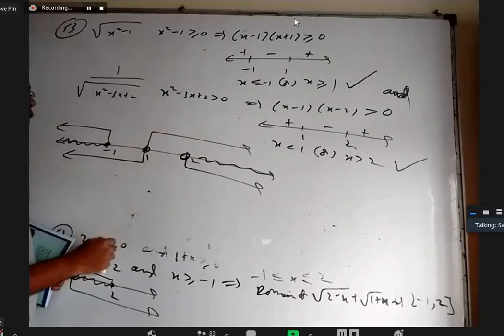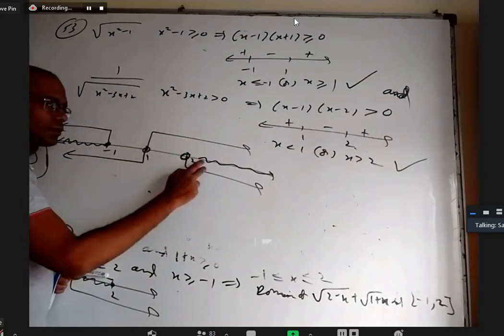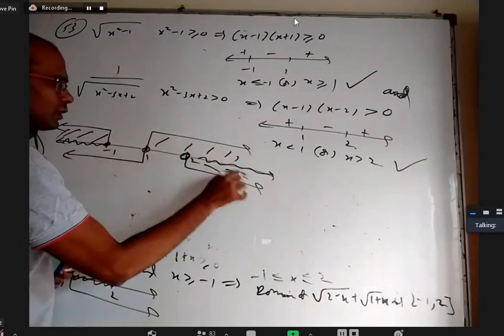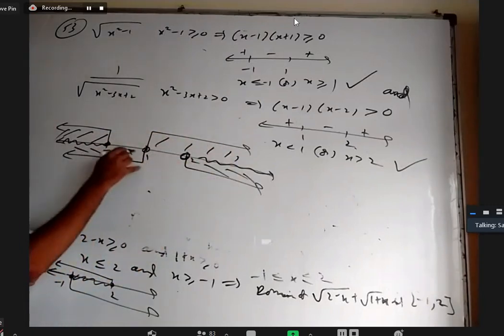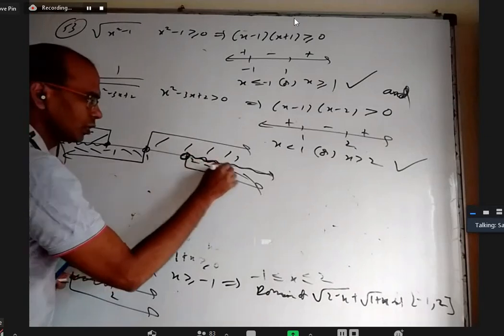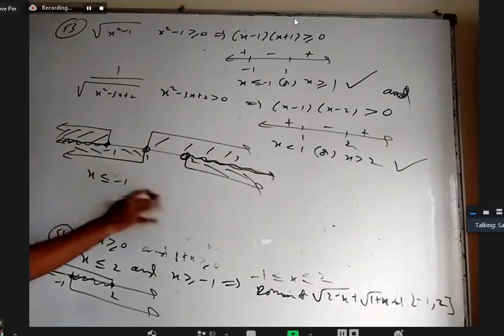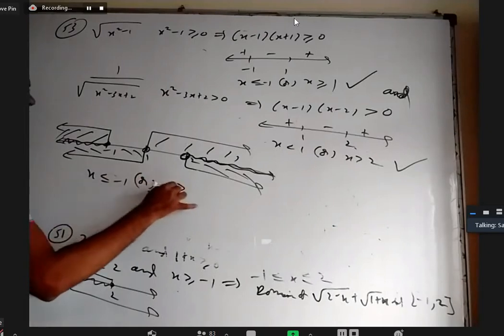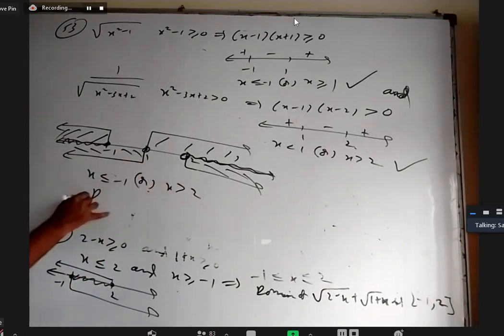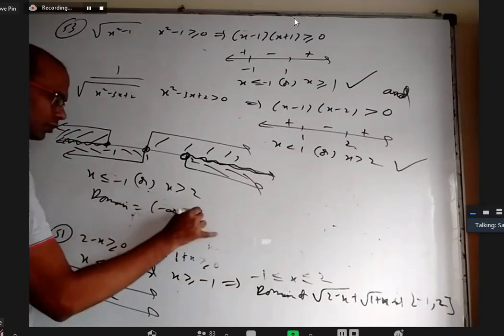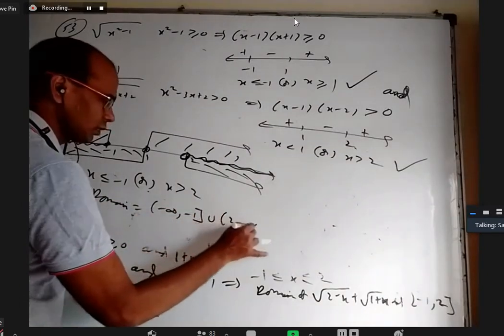When I look for the inequality which is satisfied by both intervals, for example, here it is this region, here it is this region. When I take the intersection, x is less than or equal to minus 1 or x is greater than 2. So the domain is minus infinity to minus 1 closed, open interval 2 to infinity.